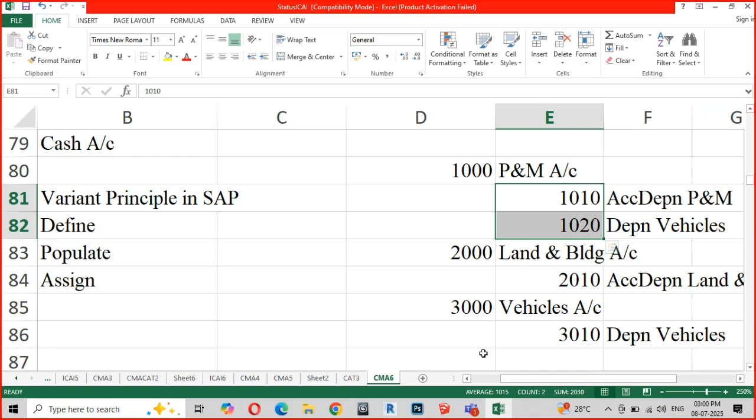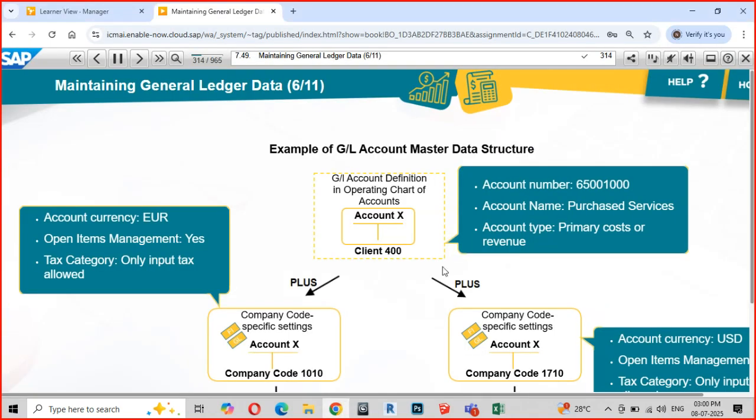So this is what it says. 65001000. Probably this is how they would have started their general ledger account numbers. So they would have followed their own numbering logic. Clear?